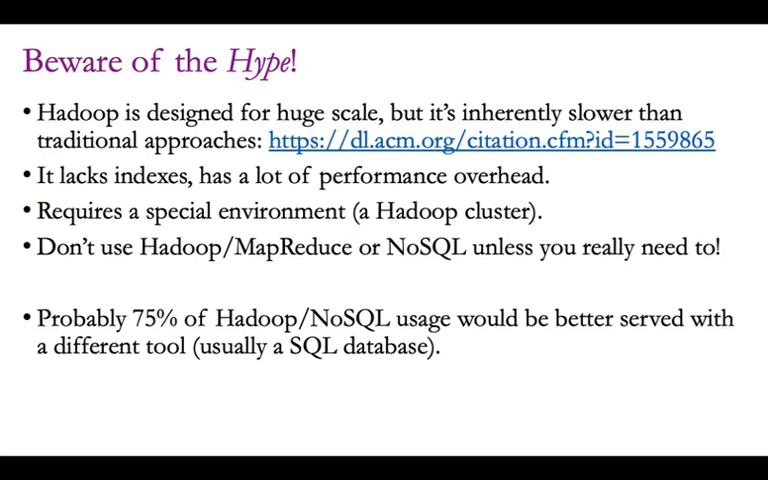Hadoop is designed for huge scale, but it's inherently slower than traditional approaches. There's a paper here that has some tests that bear that out. SQL databases have a lot of nice features like indexes and query planning that cleverly orders things to do things efficiently. There's a lot of overhead here for creating these new map and reduce tasks and shuffling data between them. And you also need a special environment, like a Hadoop cluster, which you might not have.